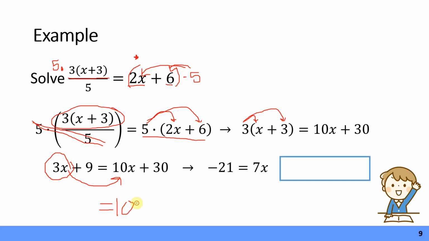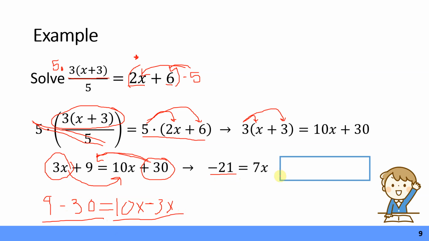So I'm going to have 10x. And then the 3, if it moves to the other side, it's going to become a negative 3x. I am so sorry about my handwriting. And then the 30, since it's a number, I want it on this side with the other number, which was 9. So 9. And then the 30, it's positive, so if it comes to this side, it's going to become negative, so minus 30. That is how I got the next step. 9 minus 30, that's how I got the negative 21. And then 10x minus 3x, that's how I got the 7x.